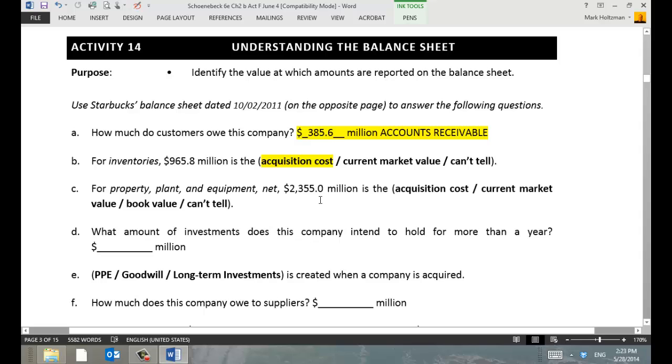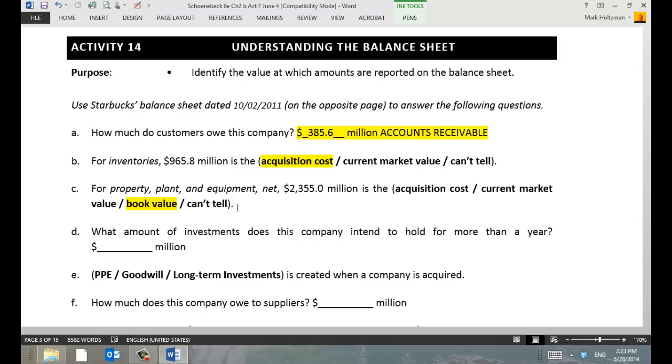$2,355 million is the acquisition cost. Current market value, book value, can't tell. It's really the book value. What it is, and this I didn't go over, it's the acquisition cost. I touched on it last time. It's acquisition cost minus the depreciation, and that's called book value.